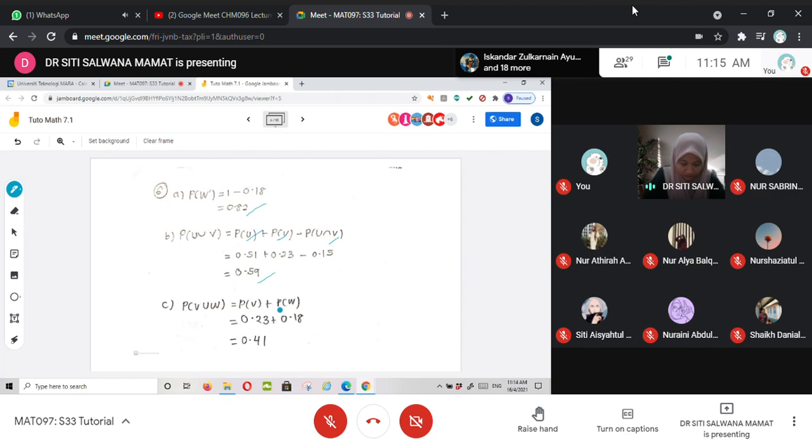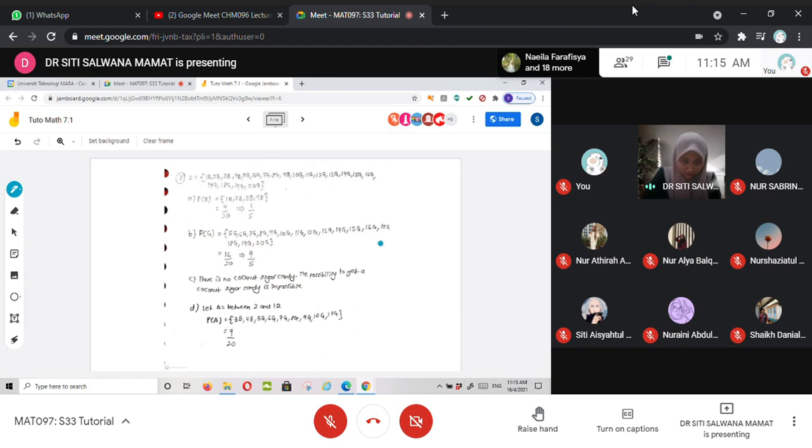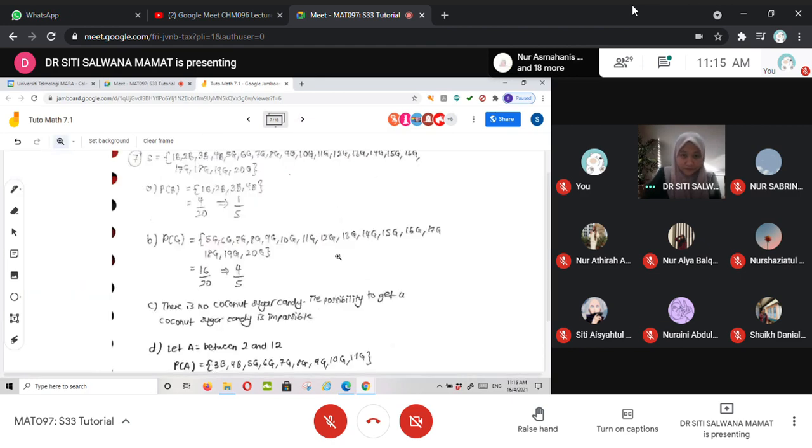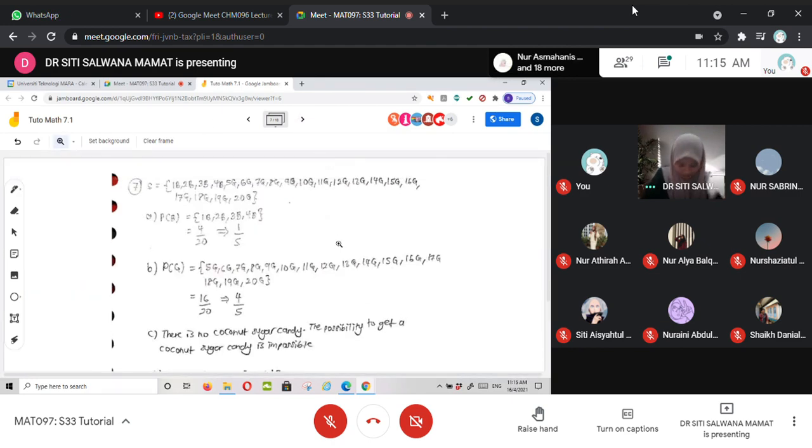Okay, number C dia kata V and W is mutually exclusive. Okay, this is you punya W, this is you punya set V. So you add up these two lah. So yang ni simple je actually. Number 6. Okay, now number 7. Yang ni which group? Number 7. Group 6 juga.